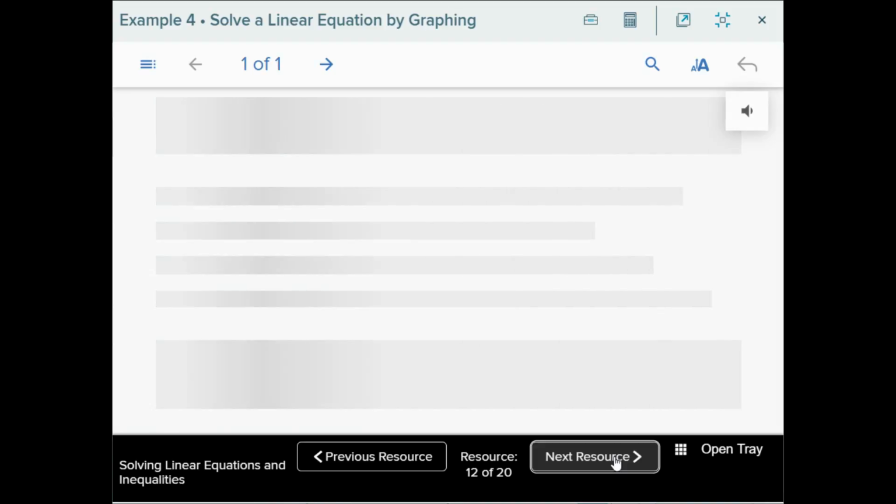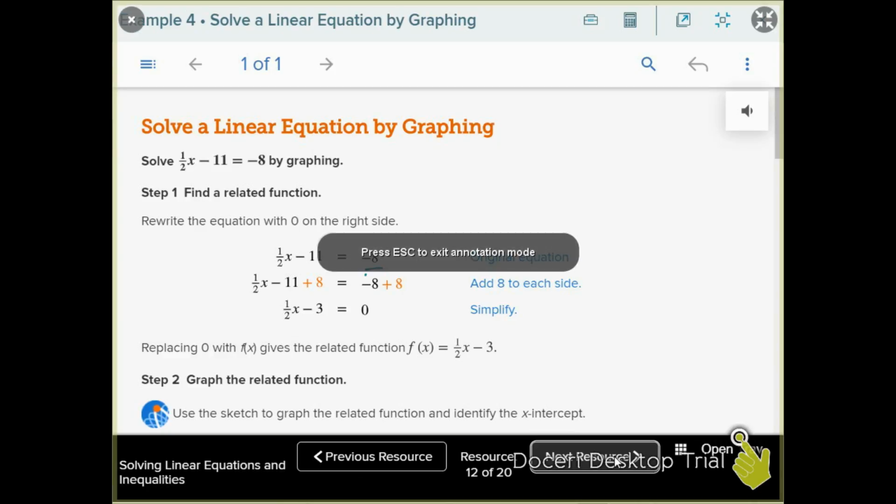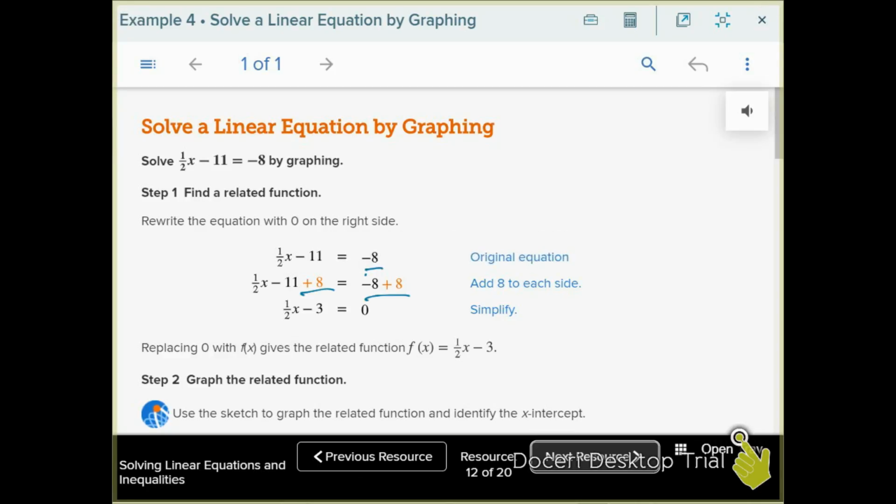So our graph can be used to find zeros, it can be used to find intercepts, it can be used to find certain values, as we've seen with graphs. All right, so if we take a look at this equation, it says solve it by graphing. First, we find the related function, meaning we want one side to equal 0. In order to do that, we need to get rid of this -8 by adding 8 to both sides. And when we do that, we get 1/2 x minus 3 equals 0. So our related function is f of x equals 1/2 x minus 3.